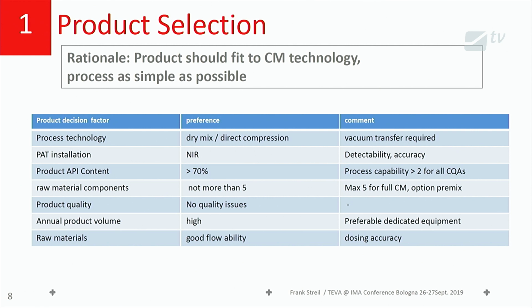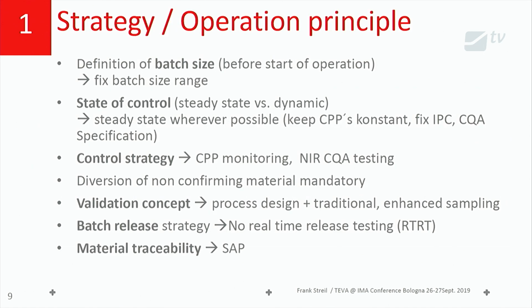Another precondition regarding the business case was to have a high-volume product. And high volume, I'm talking about, let's say, a minimum of plus 500 million tablets a year. The raw material characteristics we heard already several times. That is definitely something that needs to be considered also for the dosing. So the strategy we wanted to follow, and we did this, was to stick with a defined batch size, and not only with a fixed batch size.